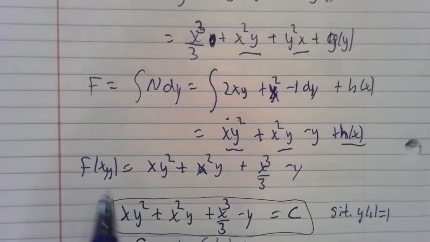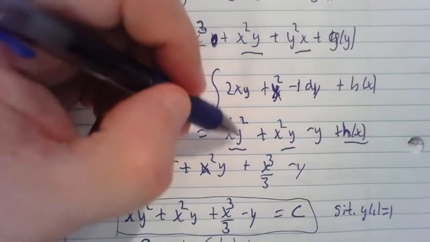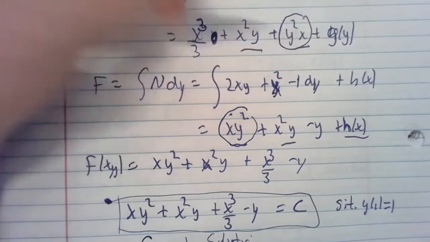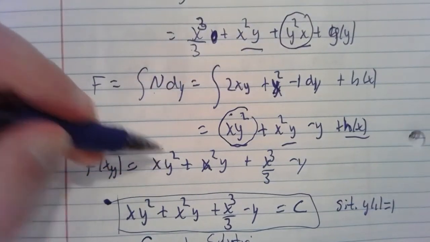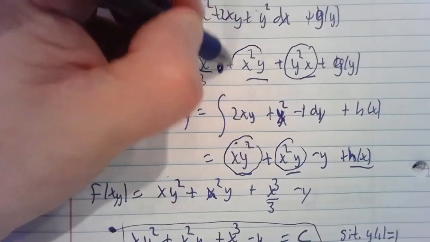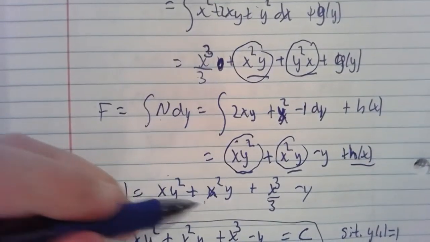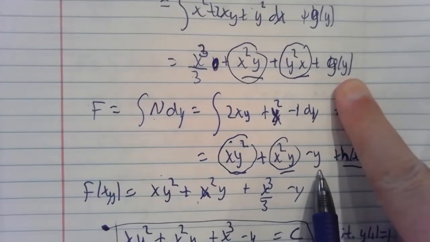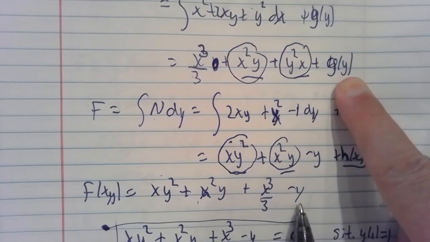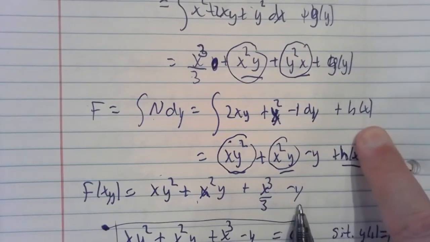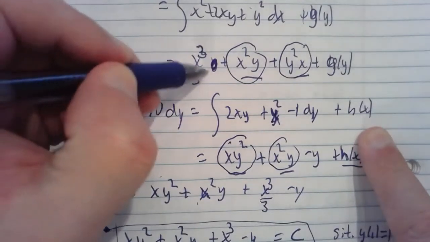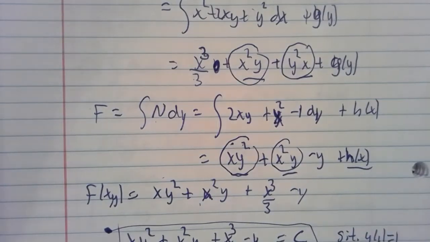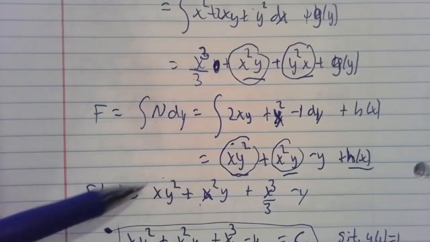Okay, now to find F, write down all the things we have in common. Both of these potential solutions have an xy squared, so I'll write that down. Both of them have the x squared y, I'll write that down. Then I'm missing potentially some function of y. Oh, there it is. I got it in the other one, the negative y. I'm missing potentially some function of x. Oh, here it is. I got it in the first one. So write those down.